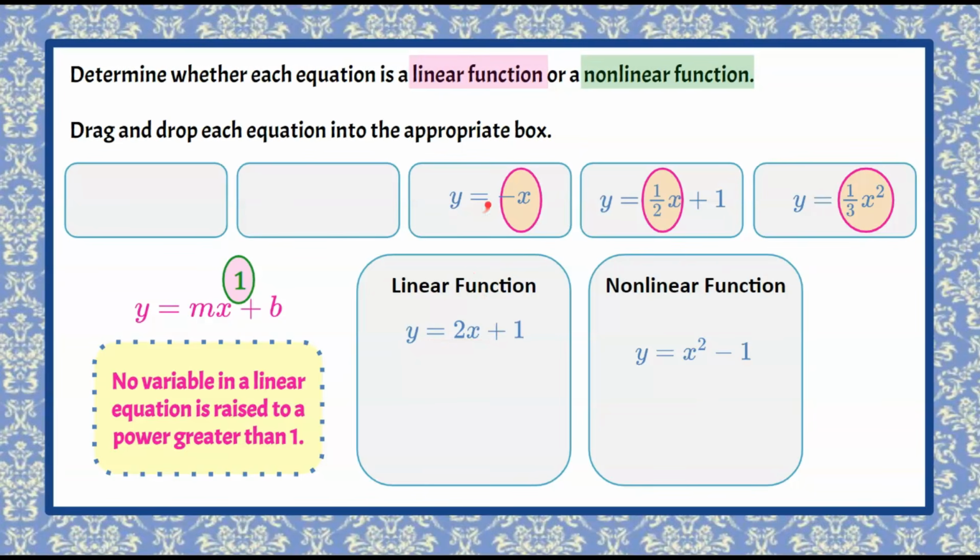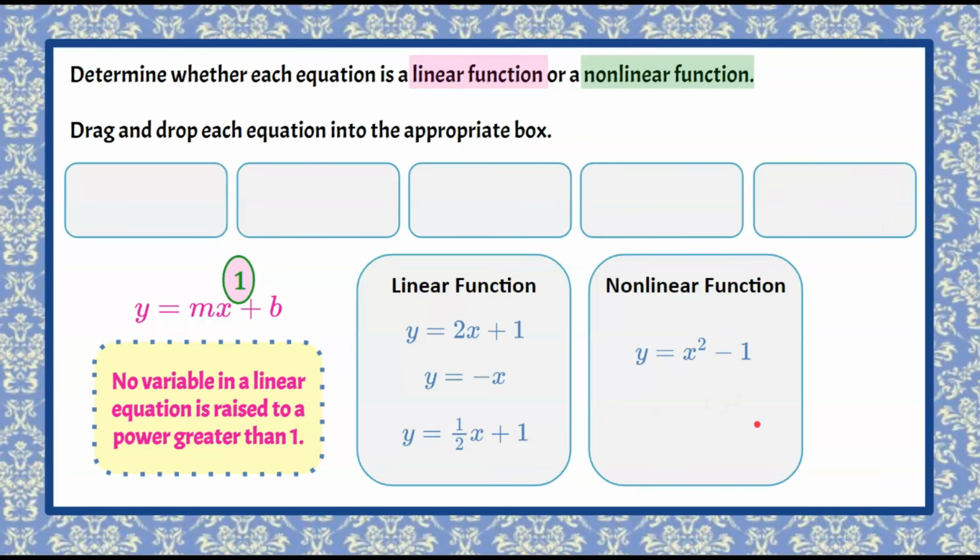The third one, y equals negative x. Again, exponent of 1. So it's a linear function. We're going to drag that into the linear function box. y equals 1/2 x plus 1. Again, an invisible 1 as an exponent. So that's a linear function. And then our last one, y equals 1/3 x squared. The exponent is 2. So seeing as it's not 1, we're going to move this and be a nonlinear function.